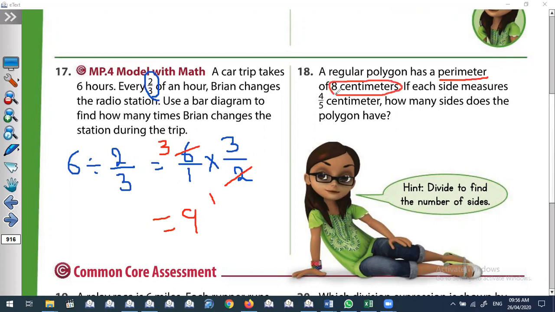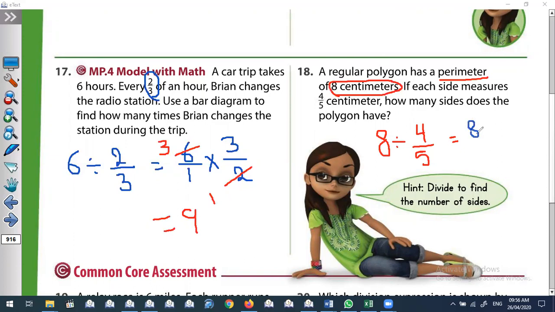A regular polygon has a perimeter of 8 centimeters. If each side is 4 over 5, how many sides? I need to know how many sides. You are going to divide the perimeter by the length of each side, like that. 8 divided by 4 over 5. As usual, drop, like that.